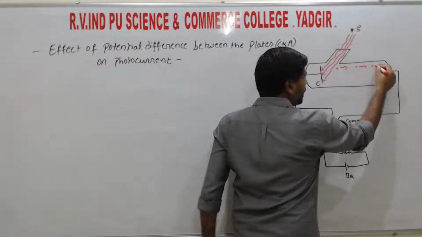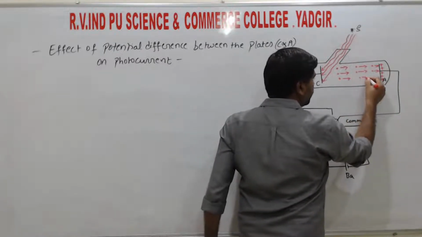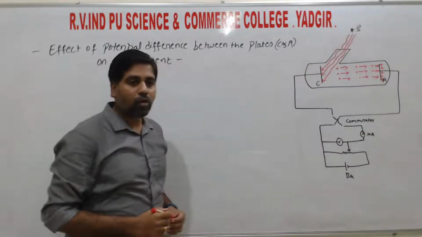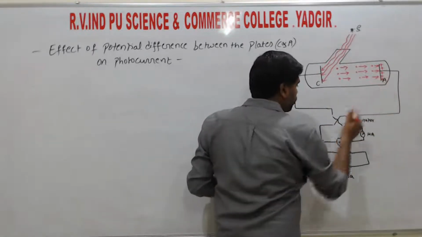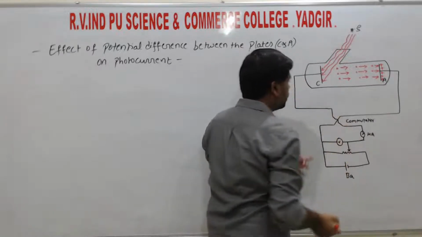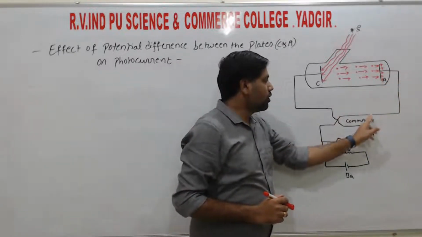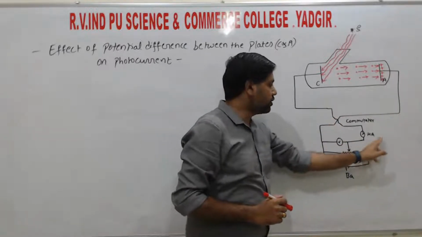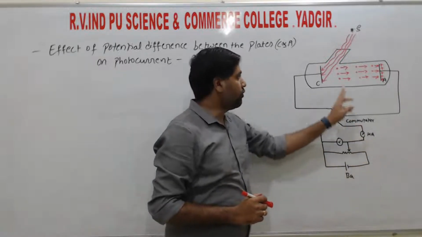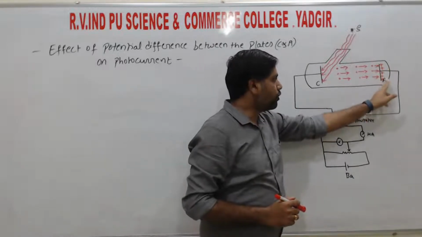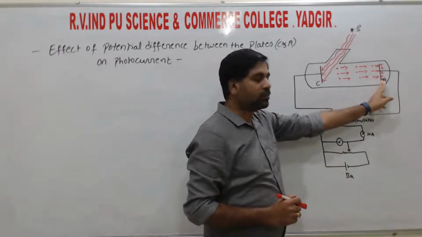These electrons are attracted towards the plate A because the plate A is at positive potential. Then the electrons flow in the external circuit. Here the plate A is connected to positive, and plate C is negative. As the electrons pass through the external circuit, we get the photocurrent readings in the microammeter, when positive potential is given to the anode, plate A.